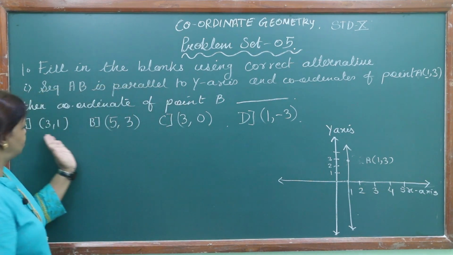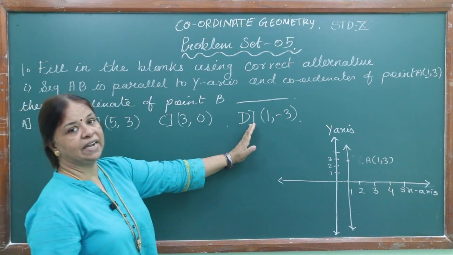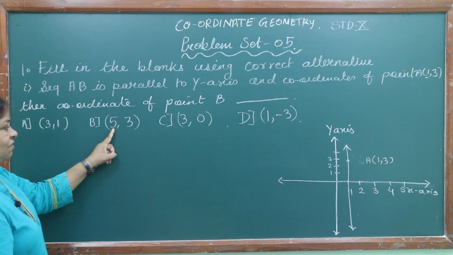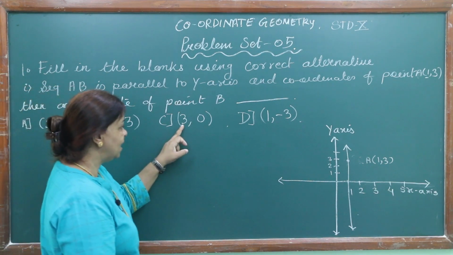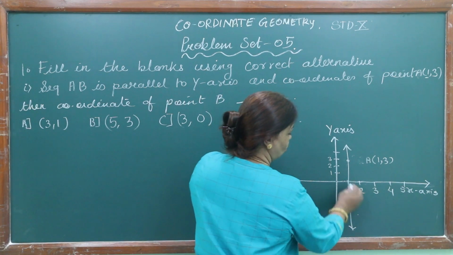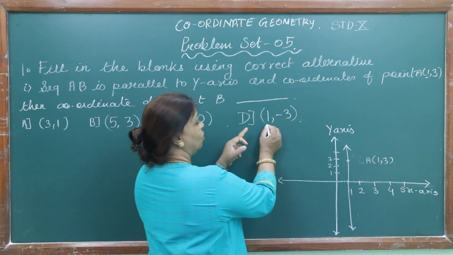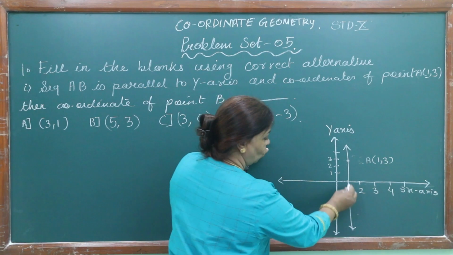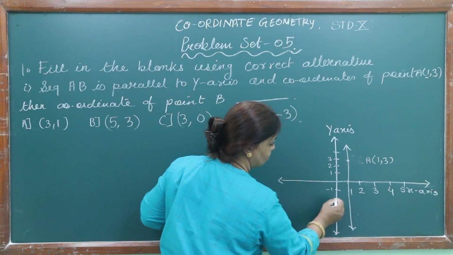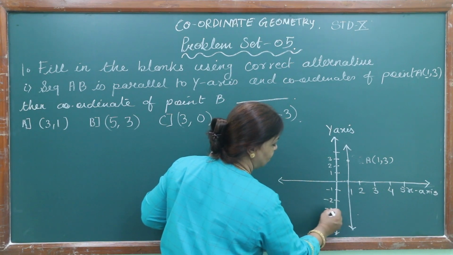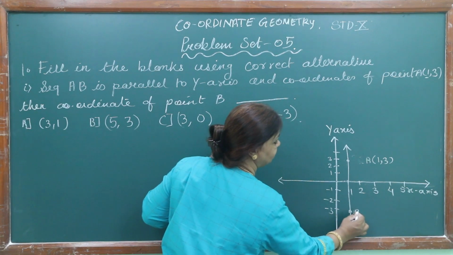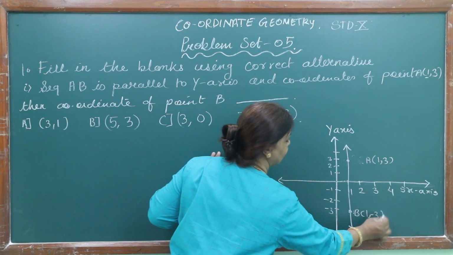Let us see which option has x coordinate as 1. This has 3, no. This has 5, no. This has 3, no. Yes, this has 1, so the x coordinate of point B is 1 here, and the y coordinate is minus 3. This is minus 1, minus 2 and minus 3. So somewhere here the point B will be (1, -3).